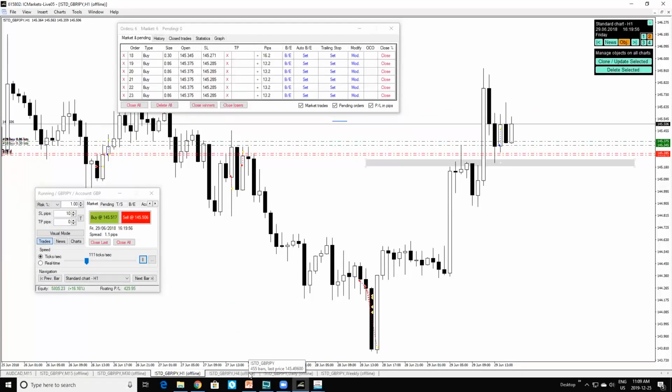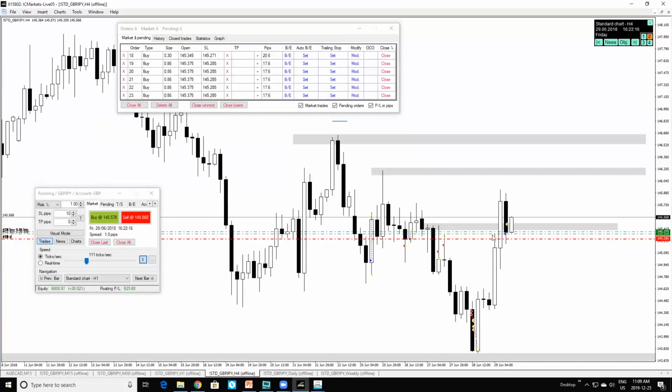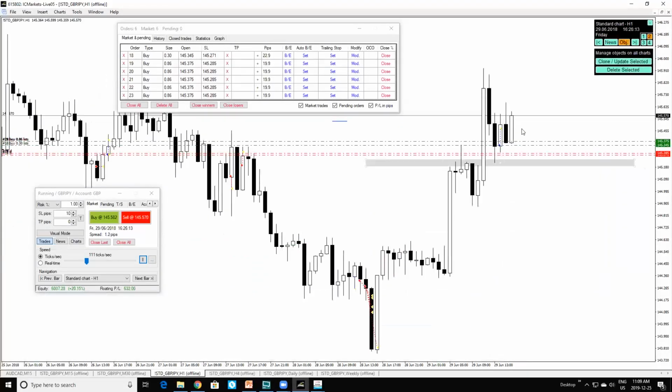You know, the 4-hour candle also closed above that. Well, it doesn't matter because the 1-hour candles are in an uptrend here. So we're moving here. This should continue moving up.